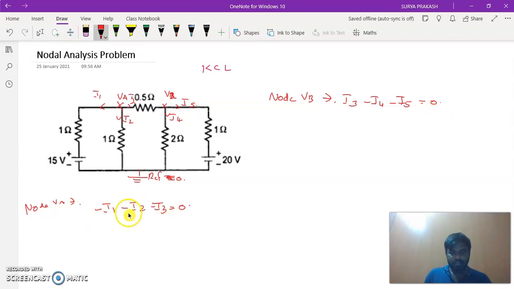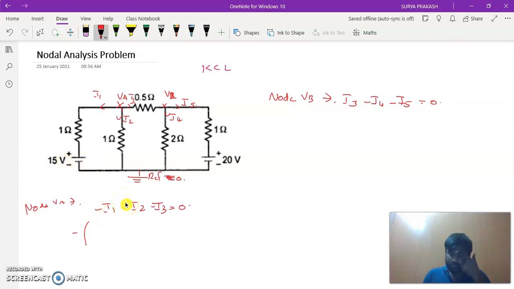From this current equation, we need to derive the voltage equation based upon this nodal value. As we already know, I is equal to V by R. So we have to derive the V by R format for this current equation. So the minus, as this is I1, we can say VA is positive to negative, and the current is a minus current.